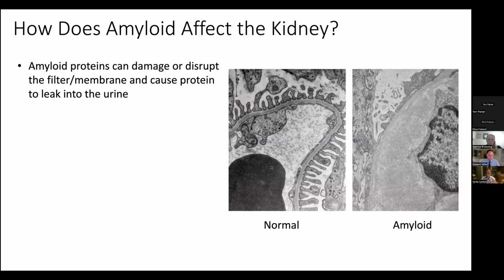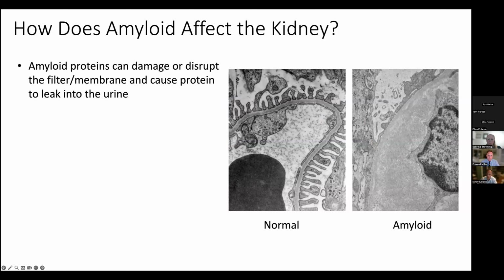When we blow this up on a larger scale, using a special microscope called the electron microscope, we have a normal filter here, and this is that membrane. On one side you have blood, on the other side you have the urinary space. Blood crosses this way.